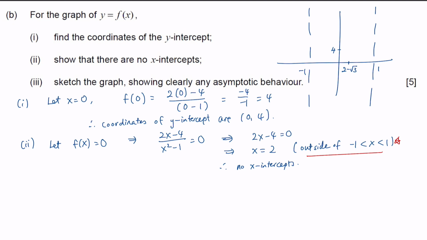How do I know that 2 minus root 3 is positive? Well, because root 3 is actually between 1 and 2.